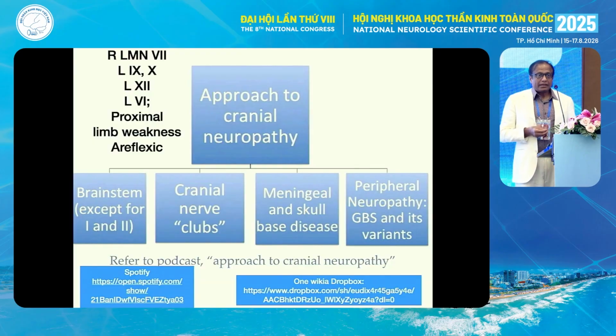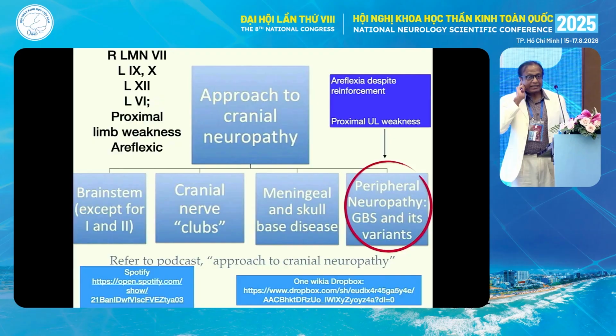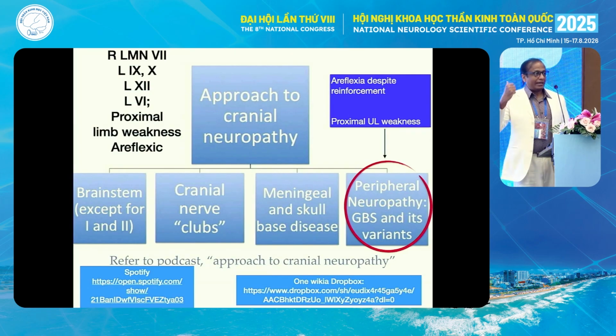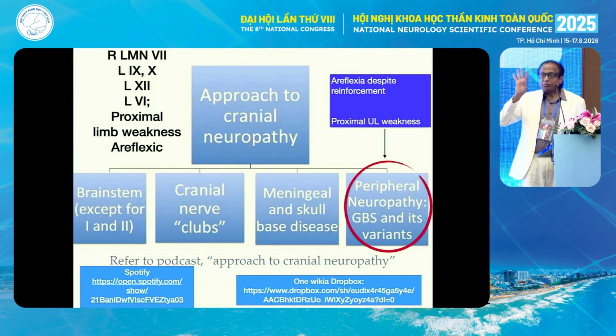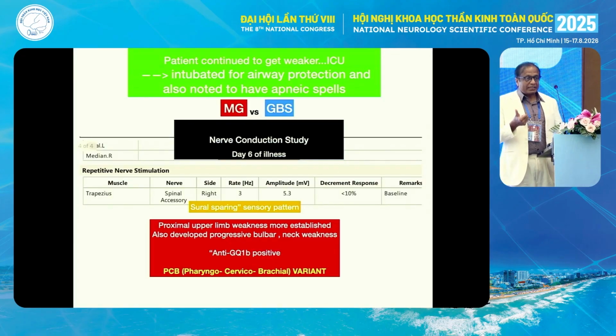So, in this case, the presence of areflexia and proximal weakness made my registrar, my junior colleague in the emergency department, think that these cranial neuropathies must be due to Guillain-Barré syndrome, what I call rule number 4. There are 4 rules there, rule number 4, okay? So with that, she went ahead to do the nerve conduction study.